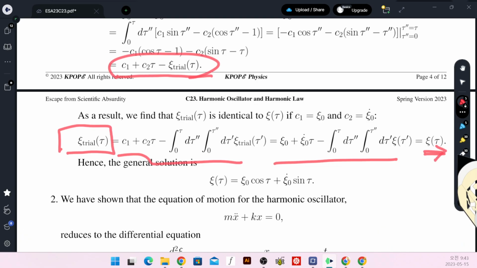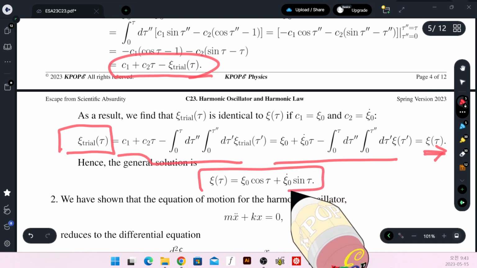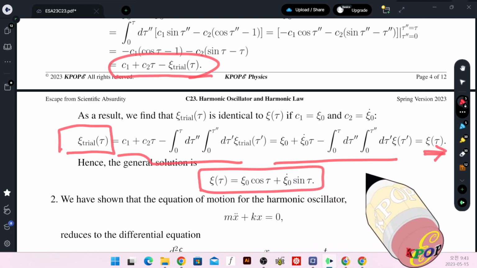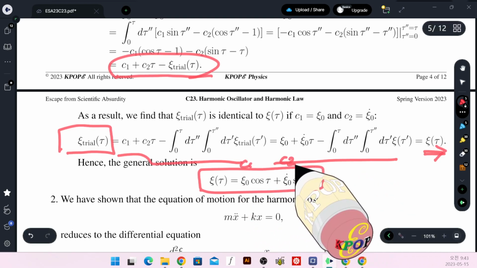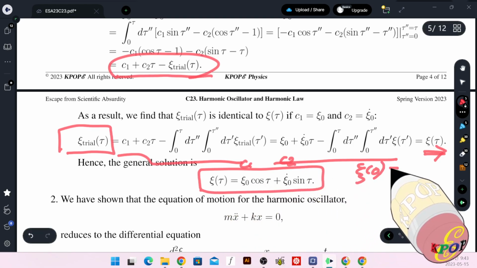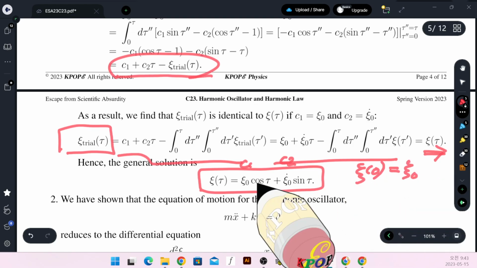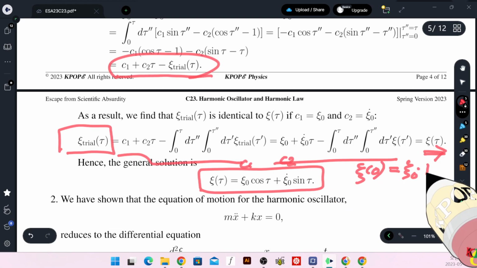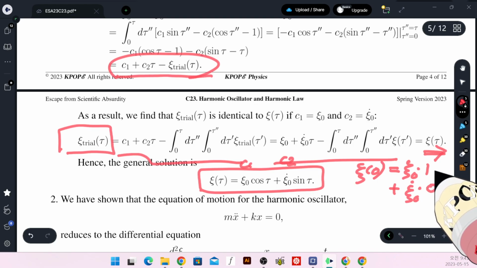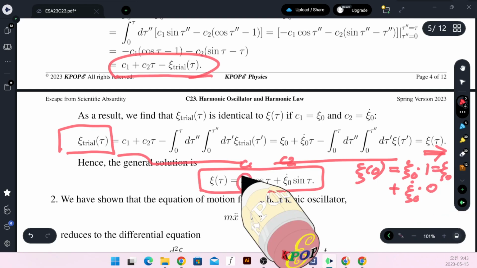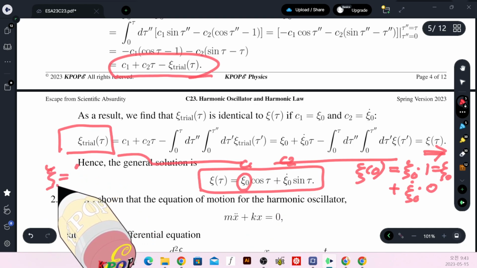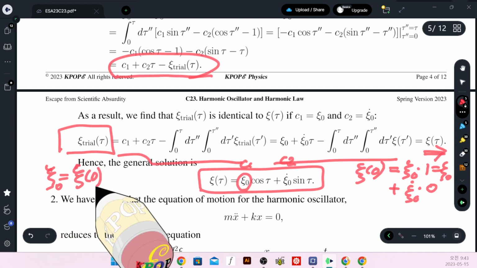Okay, so if you substitute the cosine and sine linear combination with the arbitrary constants C1 and C2, you will find that if you substitute 0 in here, this is C0, cosine 0 is 1, and plus C0 prime, sine 0 is 0. This C0 is nothing but the initial position. C0 is C evaluated at 0.